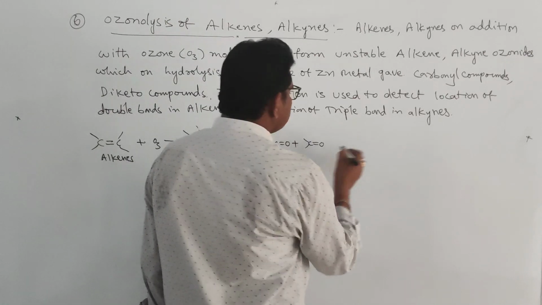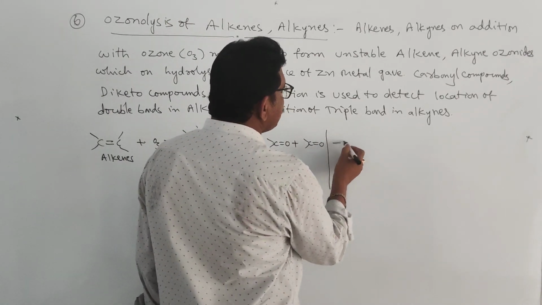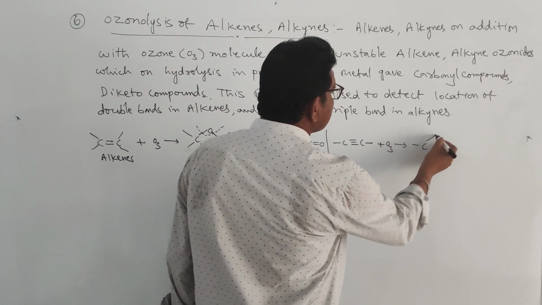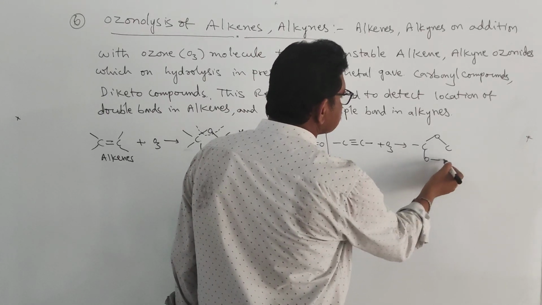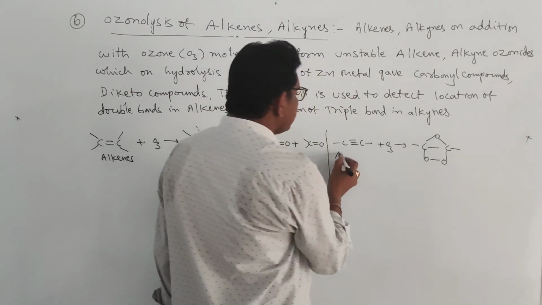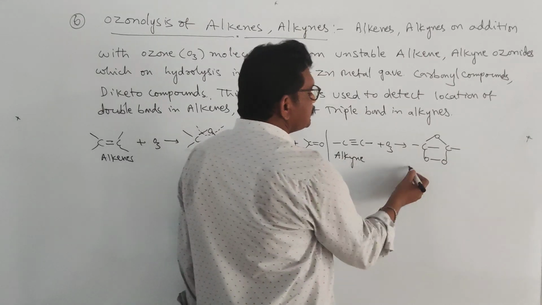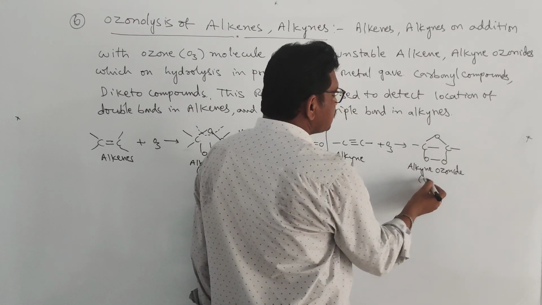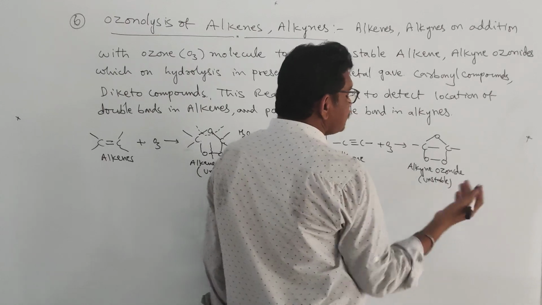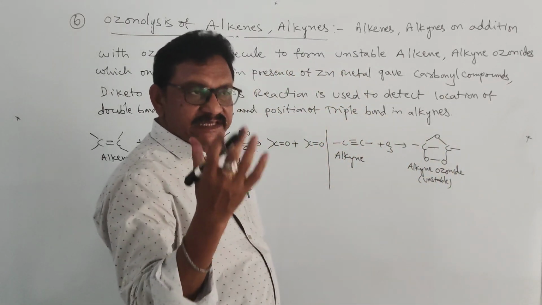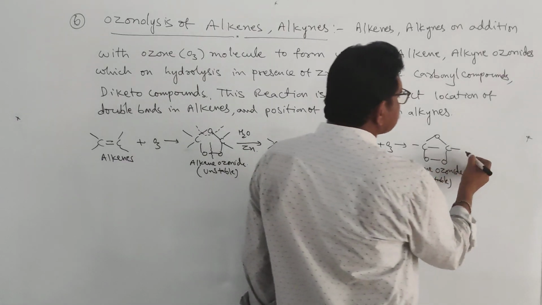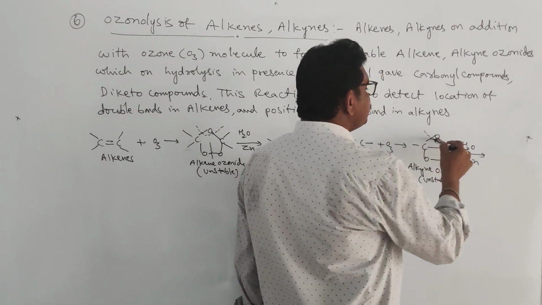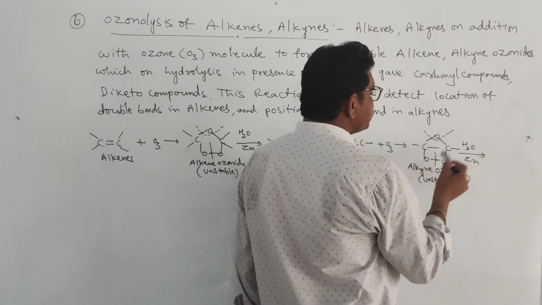Okay. I write reaction for alkynes. So what do you mean by alkynes? Alkynes are nothing but triple bond. This on addition with ozone, you are getting a compound like this. See, this is called alkyne ozonide. Ozonides are unstable. That's why it immediately undergoes hydrolysis by capturing the water from the moisture. So it undergoes hydrolysis in presence of zinc. Here cleavage takes place like this.